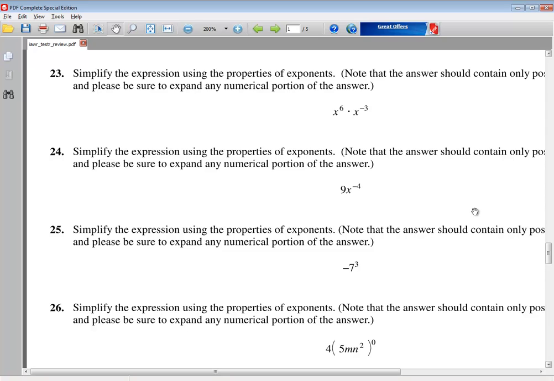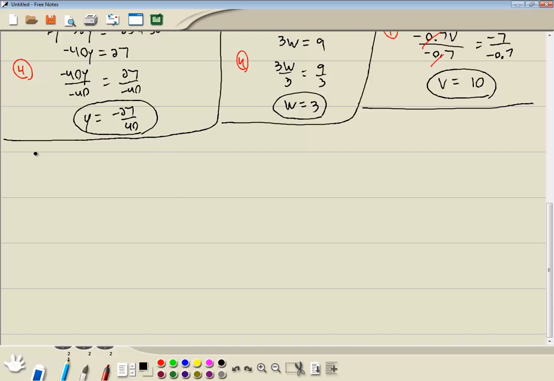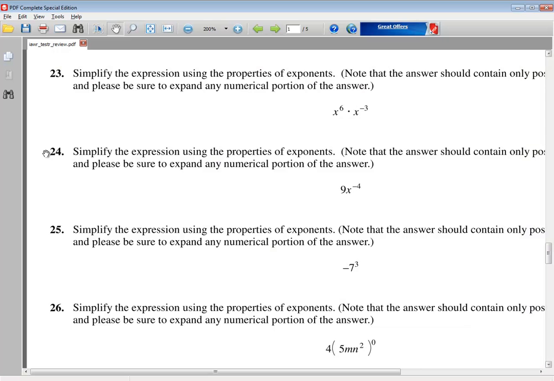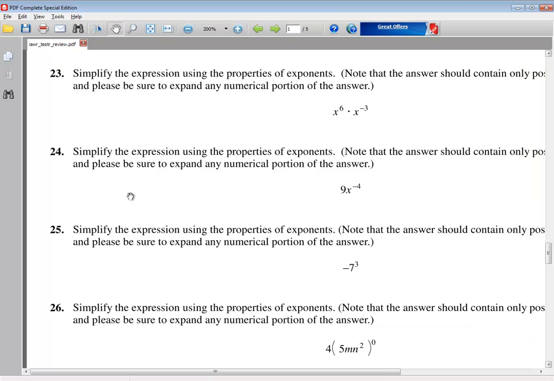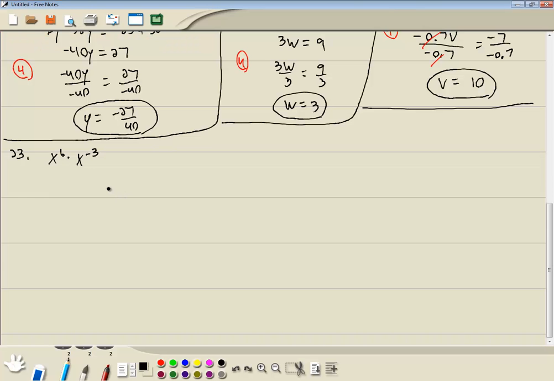Okay, number 23. I want to simplify this expression. So we got x to the 6 times x to the -3. Now we don't want negative exponents. So we know how to get rid of negative exponents. We take it opposite where it's at in a fraction. So I'm going to put this over 1. And the part with the negative exponent, I'll take it opposite in a fraction. So I'll take the x to the -3 and move it down below. So we're going to have x to the 6 over x to the +3.